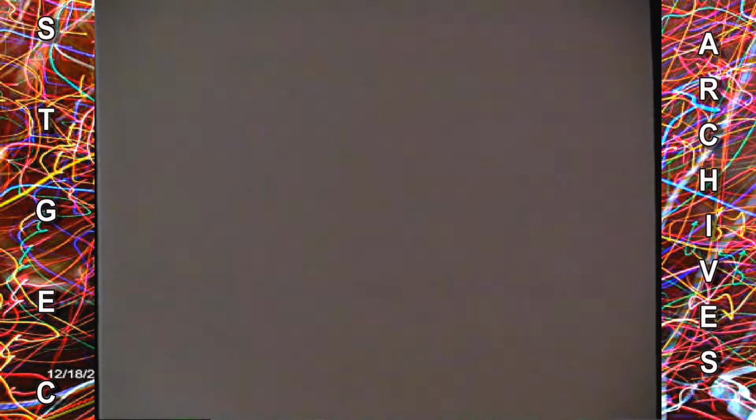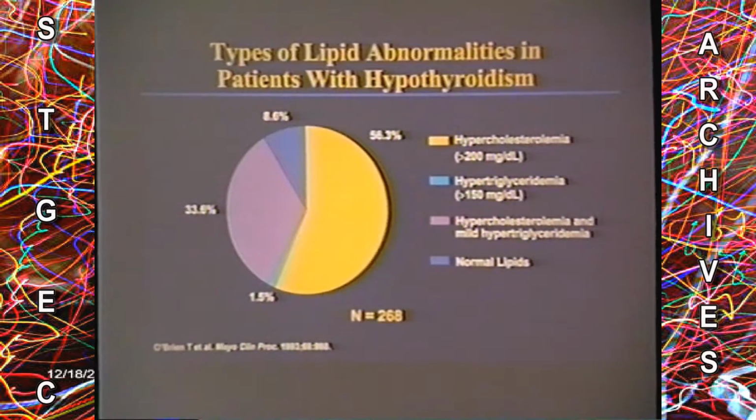So this is a study looking at about 268 patients. And this looks at patients with hypothyroidism and looks at their cholesterol profile. So out of all these patients, 56%, or half of the patients, have cholesterol above 200. If you look at triglycerides, that's a smaller percentage, about 1.5. In terms of mixed cholesterol and triglycerides, that's about a third of the patients. And only about 9% have a normal lipid profile if you're hypothyroid.